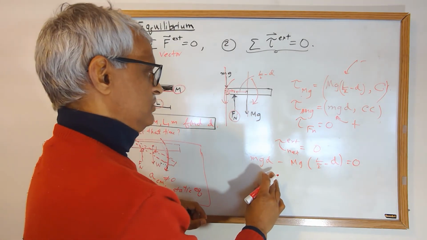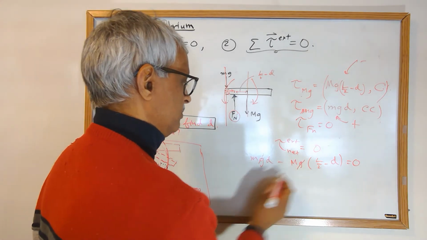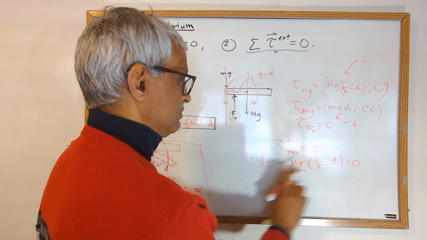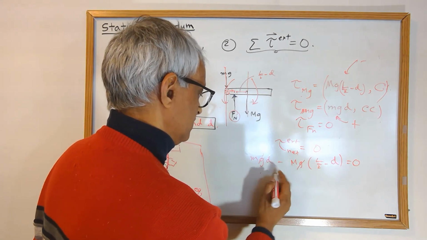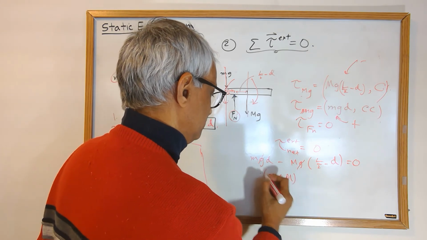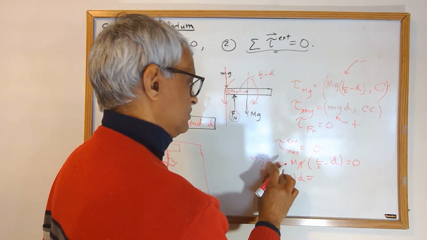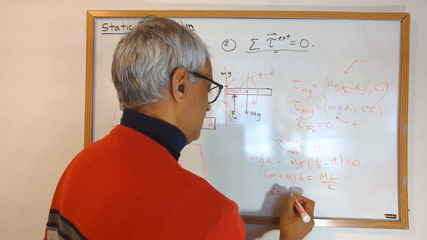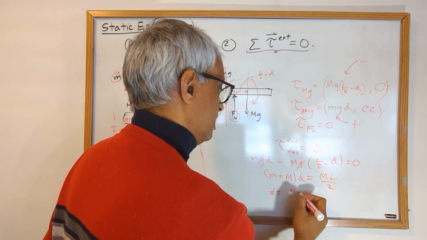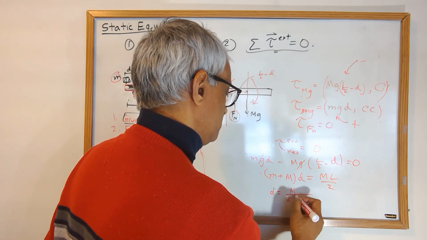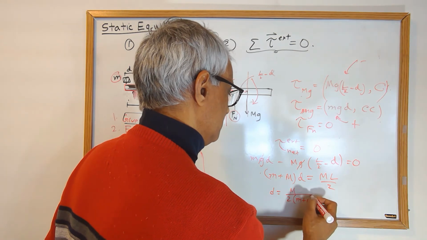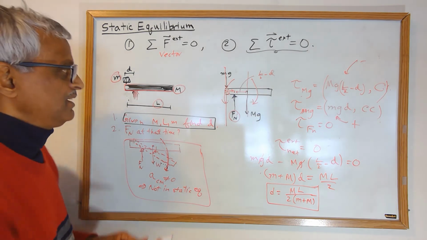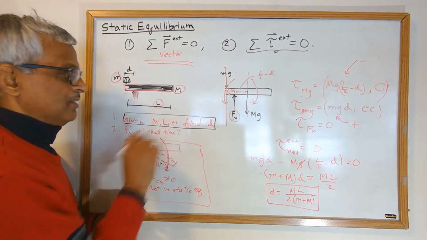And I can rearrange it. Of course, g cancels out from here. So this d will add to that d, because this minus was plus, so 2 (m plus big M) d, and this other term can go on the other side, ML over 2. So d is M over 2 times (m plus big M) times L. I didn't even have to use the force equation to find that.